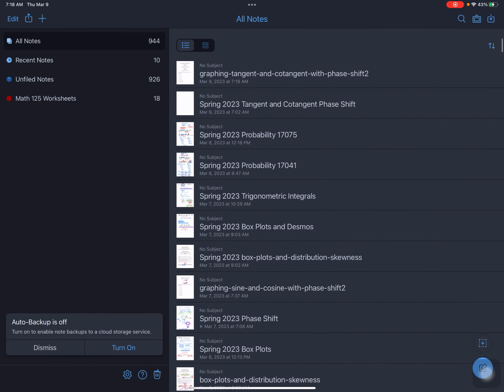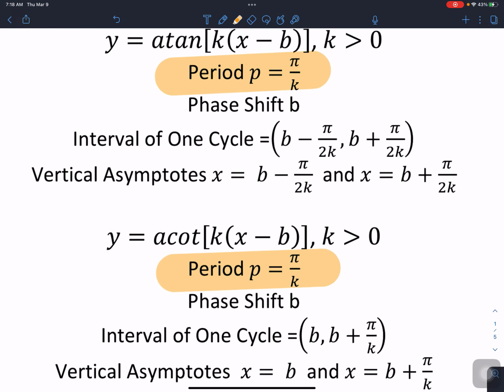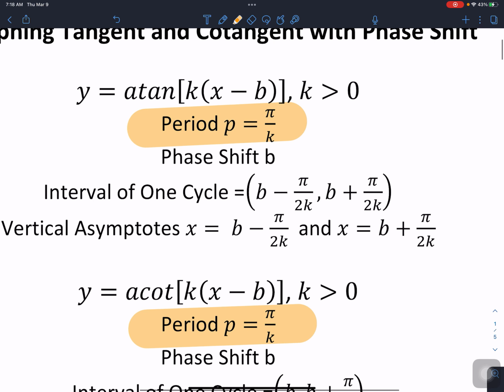All right, so phase shift here, okay? Same period as before, not for sine and cosine, but for what? Okay, you can see that there? Pi over k for tangent and cotangent.